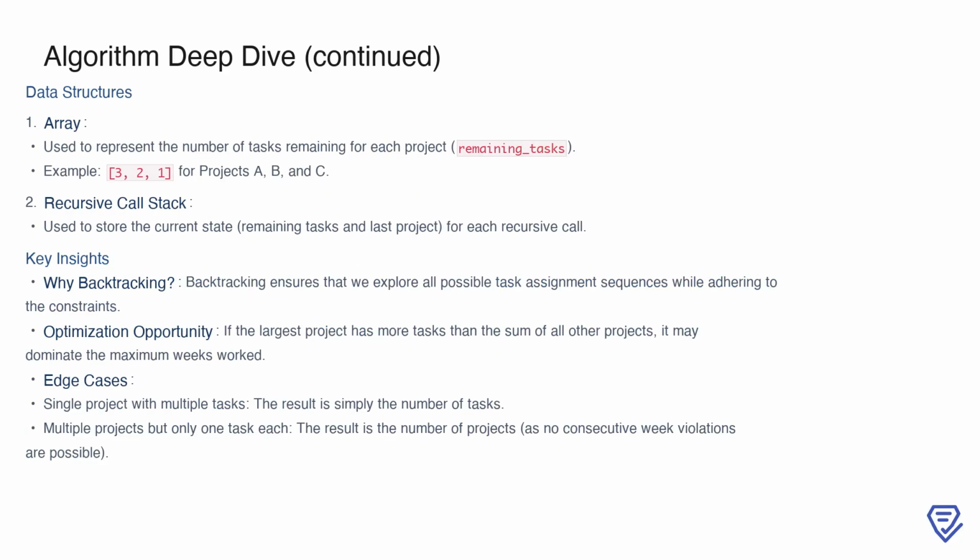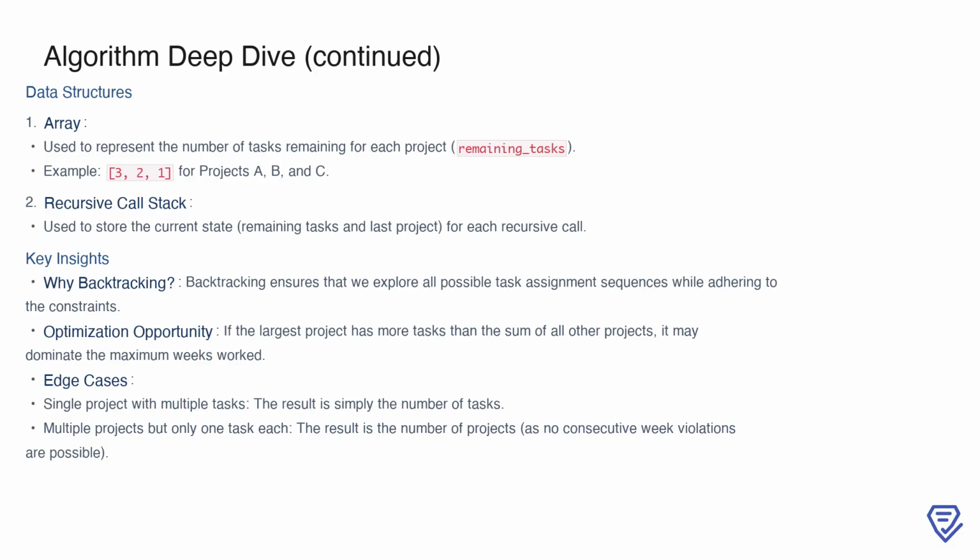To implement this approach, we rely on a couple of key data structures. First, we use an array to represent the number of tasks remaining for each project. For instance, 3, 2, 1 would indicate that projects A, B, and C have 3, 2, and 1 tasks remaining, respectively. This array is updated throughout the recursive process to reflect the current state of the task pool.